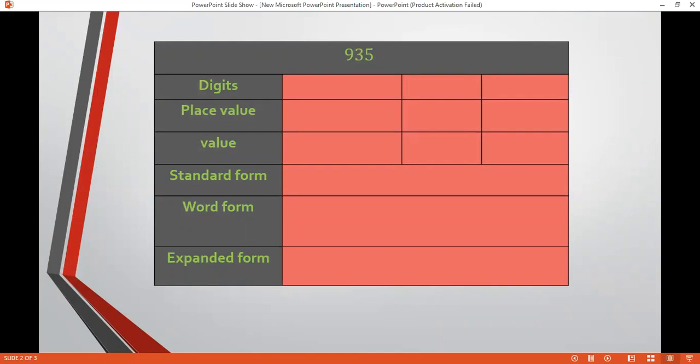Okay, let's start first. We have here 935. How many digits do we have? We have 3 digits: 5, 3, and 9. So the digits here are 9, 3, and 5.